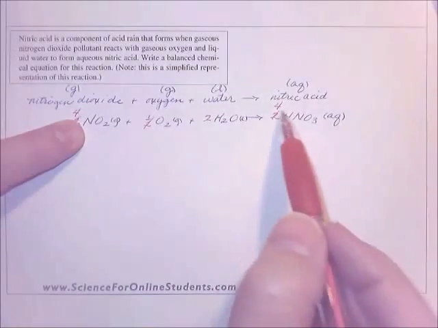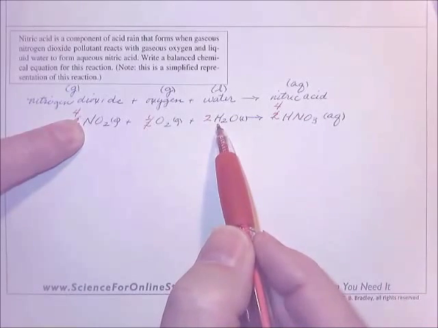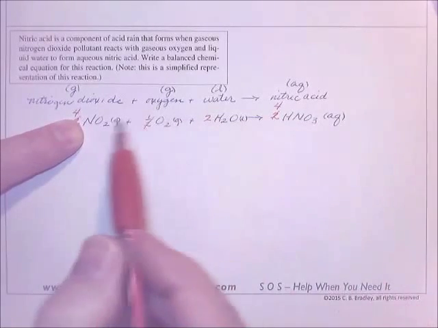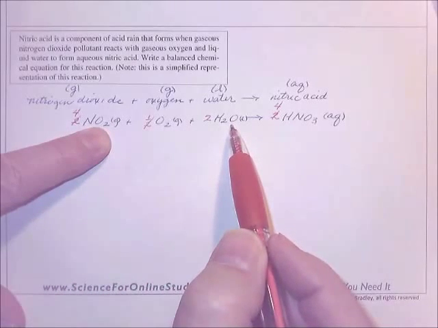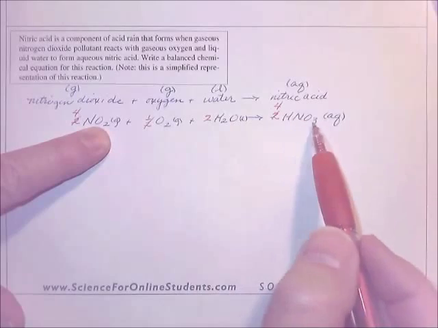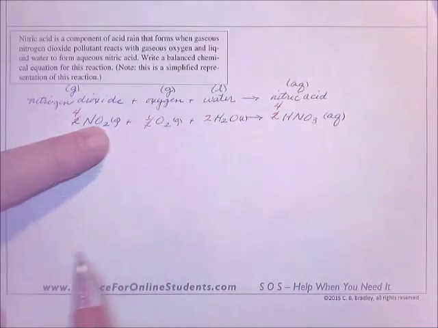Now we have 4 nitrogens, 4 nitrogens, 4 hydrogens, 4 hydrogens. 4 times 2 is 8, 10, 12 oxygens. 4 times 3 is 12 oxygens. Balanced.